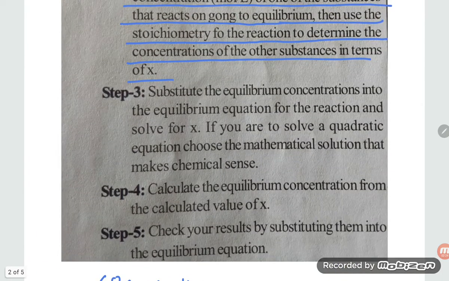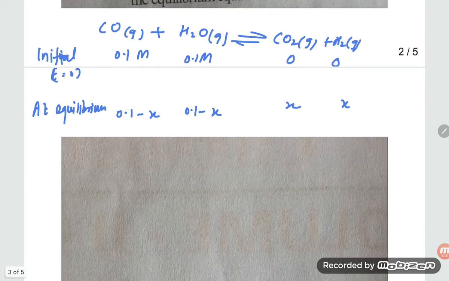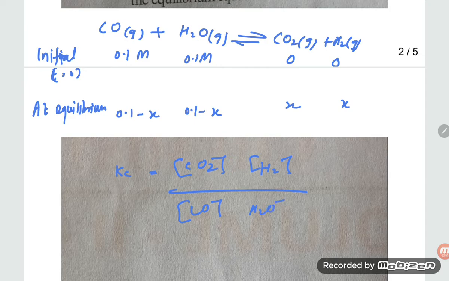Now the next step is to substitute the equilibrium concentrations into the equilibrium equation for the reaction and solve for X. If you have to solve a quadratic equation, choose the mathematical solution that makes chemical sense. So how can you write Kc for this reaction, student? Kc is the concentration of CO2 and the concentration of H2 divided by the concentration of CO and H2O.